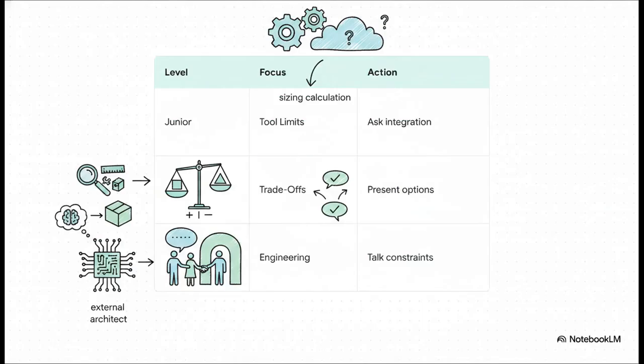Professionals actively evolve their architectural design skills over time across 3 distinct levels. Junior professionals usually focus on tool limits. They learn to ask how systems integrate immediately after running a sizing calculation. Mid-level professionals master trade-offs. They will always present at least 2 options with very clear pros and cons. Senior professionals, however, become engineering native. They discuss architectural constraints naturally and fluidly. At that level, the customer stops seeing you as a vendor and starts relying on you as an external architect.